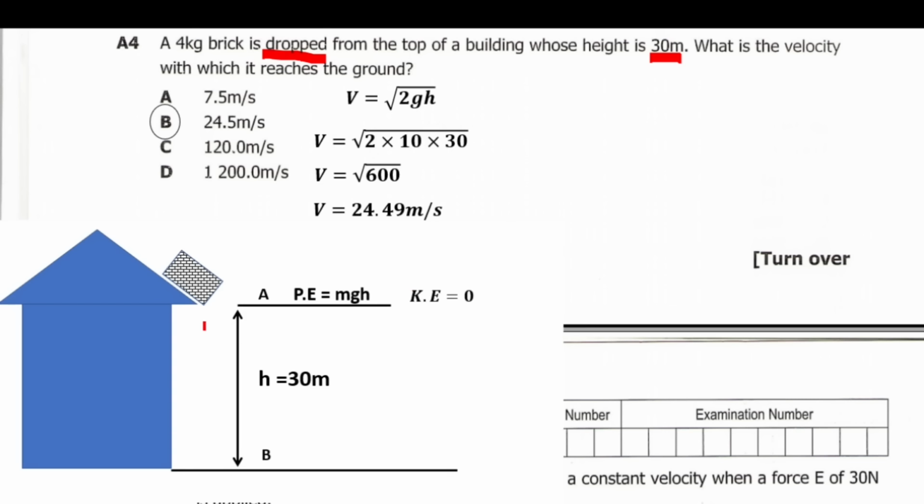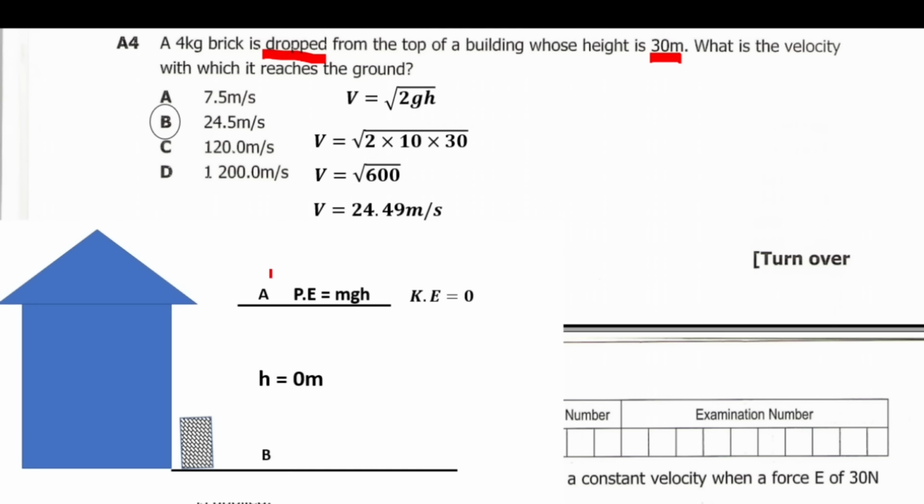Now, when the stone, or the brick, starts falling, the height becomes 0 as it hits the ground. Since the height becomes 0, that means the potential energy of this brick at ground level B is 0.